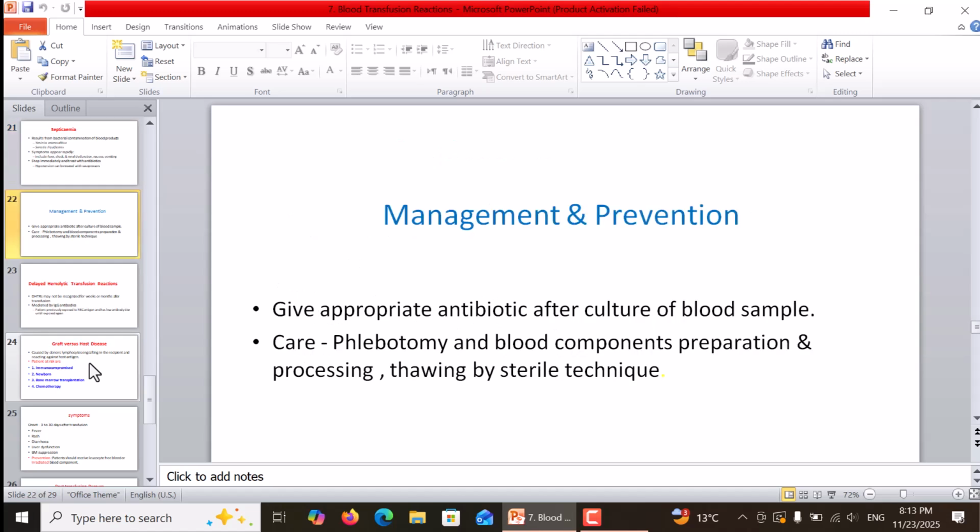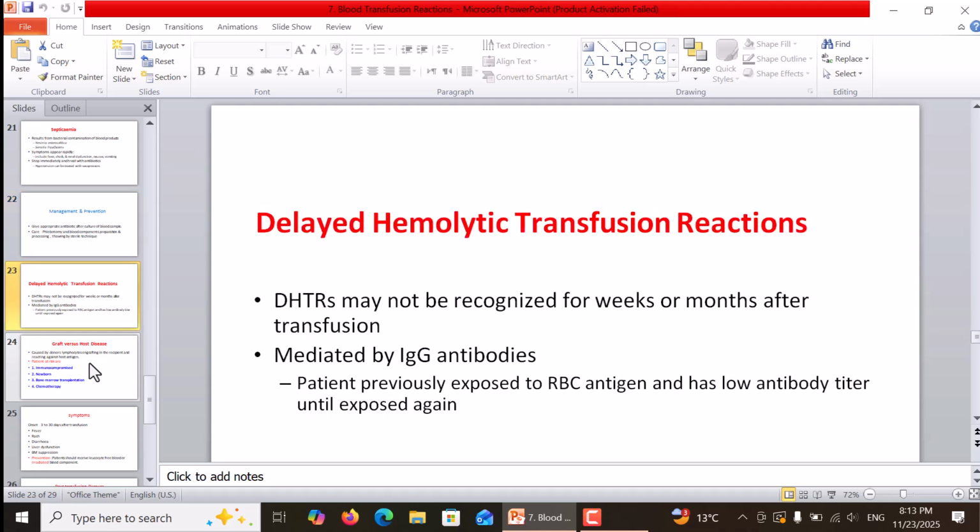Management and prevention of such a reaction: give an appropriate antibiotic after culture of blood sample, of course. Take care during phlebotomy, when taking the blood sample, and during blood component preparation, processing, and thawing by sterile technique. All these measures are taken to prevent septicemia reaction. All of what I have previously mentioned were the acute transfusion reactions.